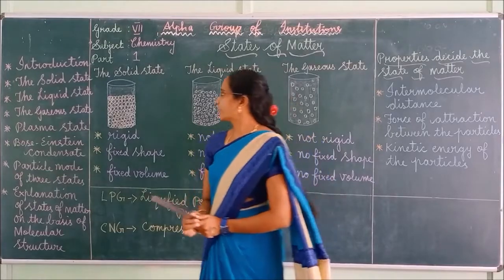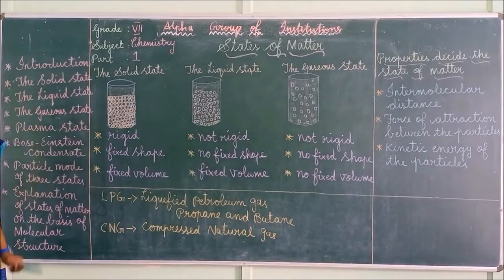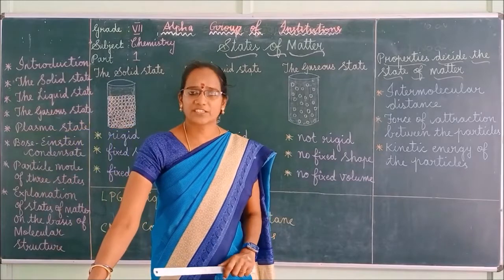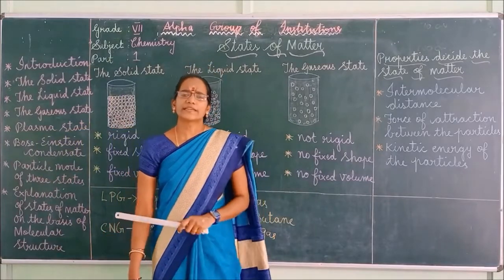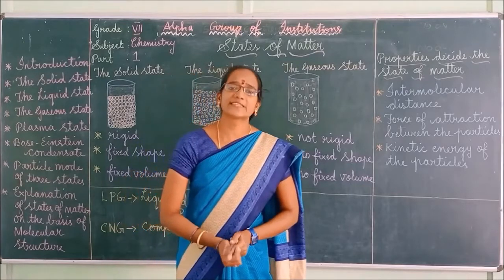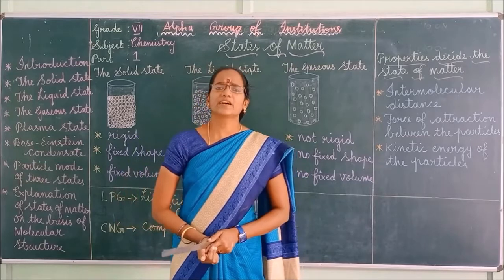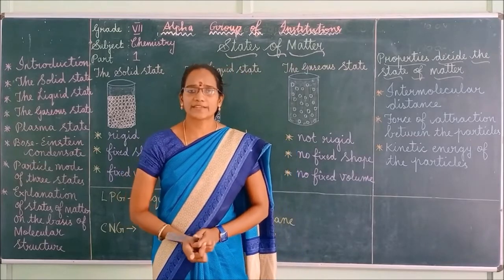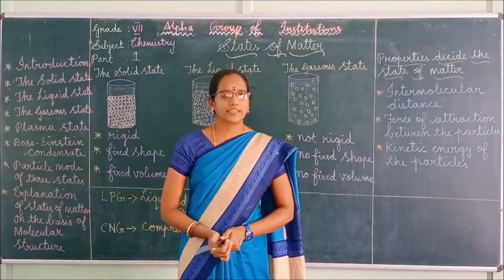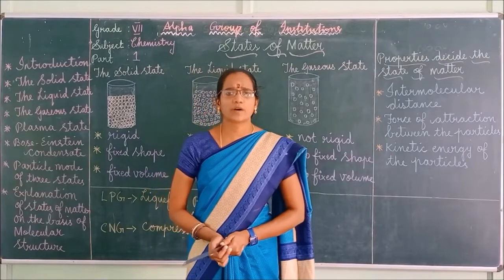Next we can move to the plasma state. The plasma state is often called the fourth state of matter. The plasma state is a gaseous mixture of positive ions and electrons. Plasma mainly consists of charged particles, hence it can conduct electricity. The sun and the stars consist of plasma.